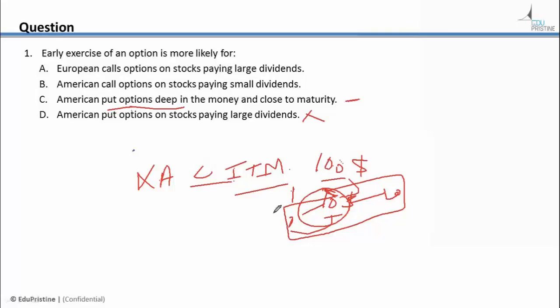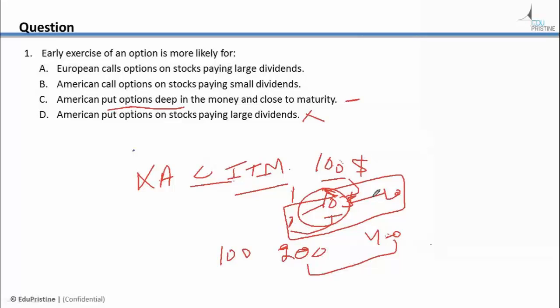Now take a call option. Call option deep in the money means that you agree to buy at $100 and right now the market is at $200. So you're making $100, but how much more can you make? If it goes to 400, you'll make 300. If it goes to 500, you'll make another 300. So there's potential left in a call option. In case it's a call option without dividends, you don't exercise it because you have potential left.